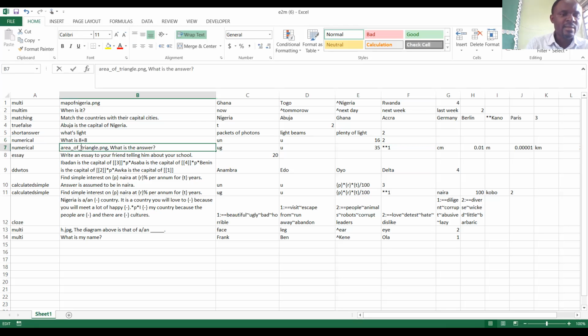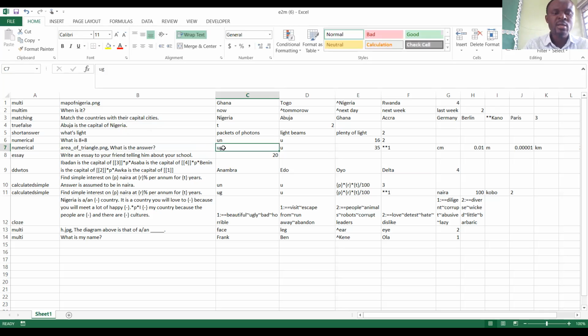Numerical. Here, if you look at this now, area of triangle.png. I see that this here is an image, area of triangle, and the rest of the question is text, right? What is the answer? So in between the image and the rest of the question in the 2nd column, I have used a comma. Always ensure that you separate the image in the question from the rest of the question with a comma. If you don't do that, you might not get what you expect.